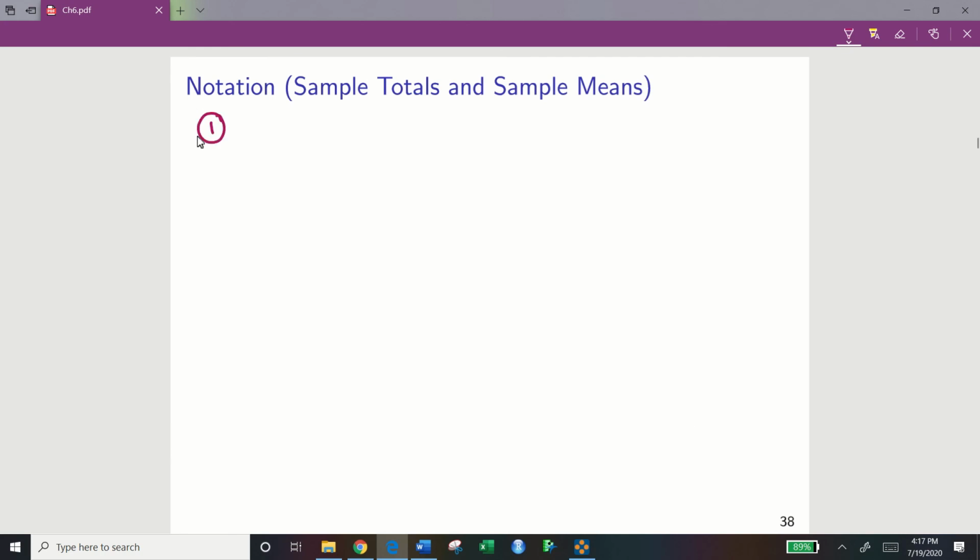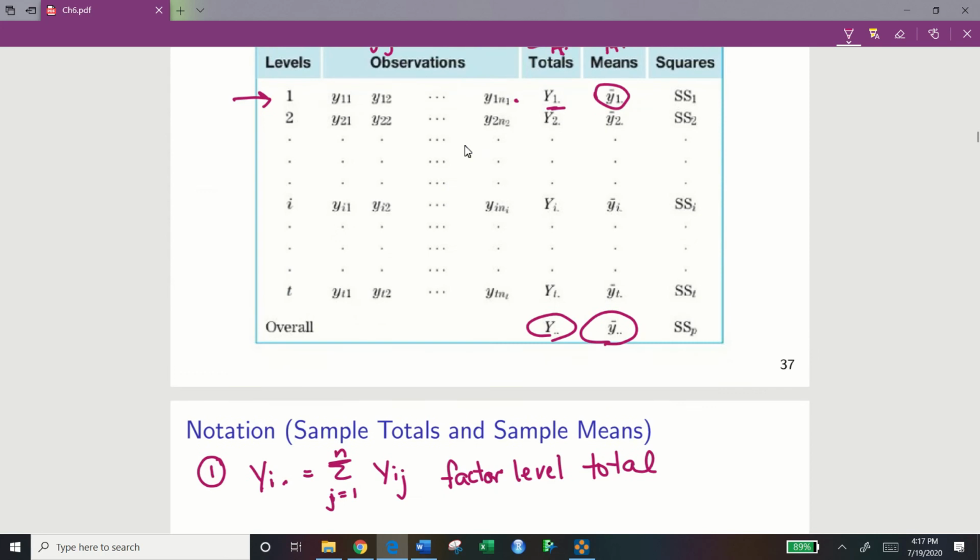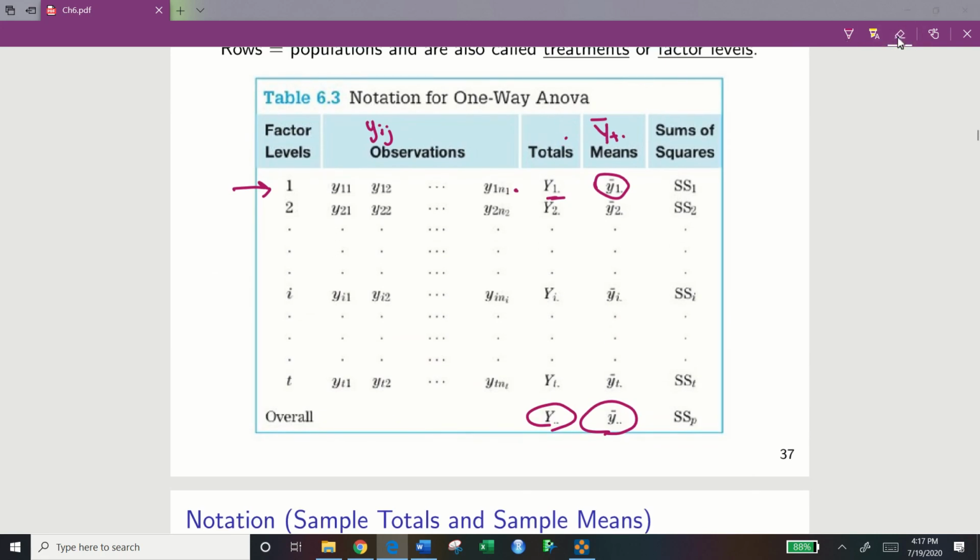So first, let's talk about yi dot. That is the summation of j equals 1 to n of yij. And this is our factor level total. This is what we can see in our totals column.